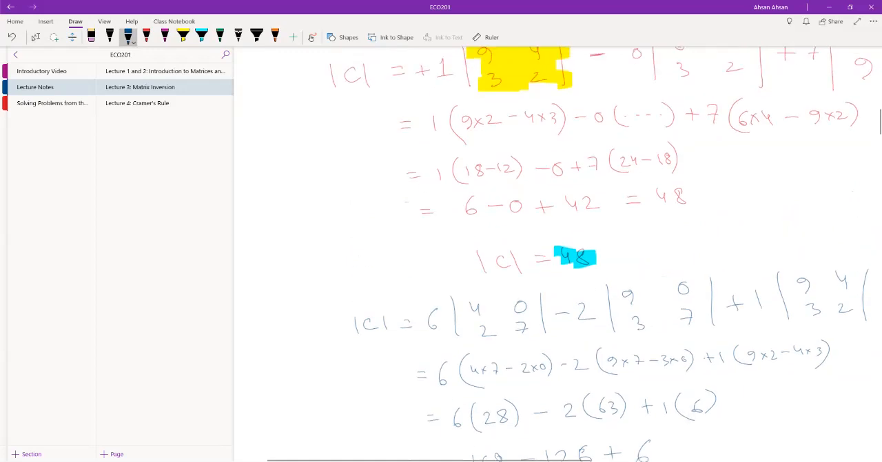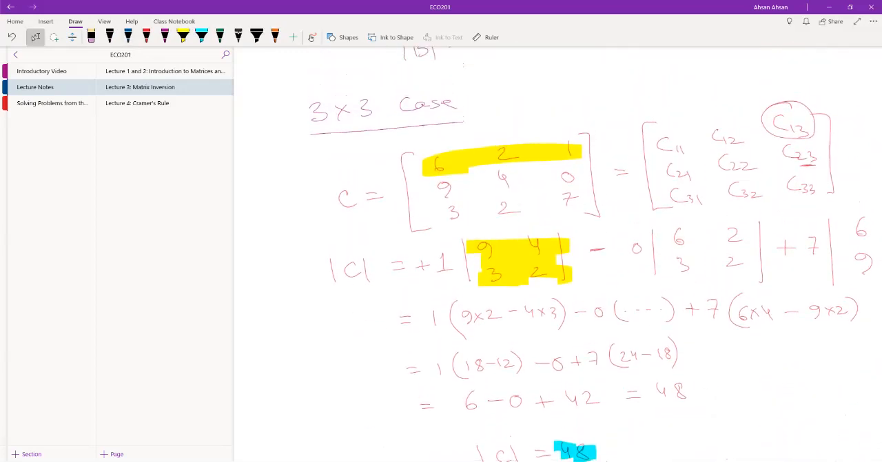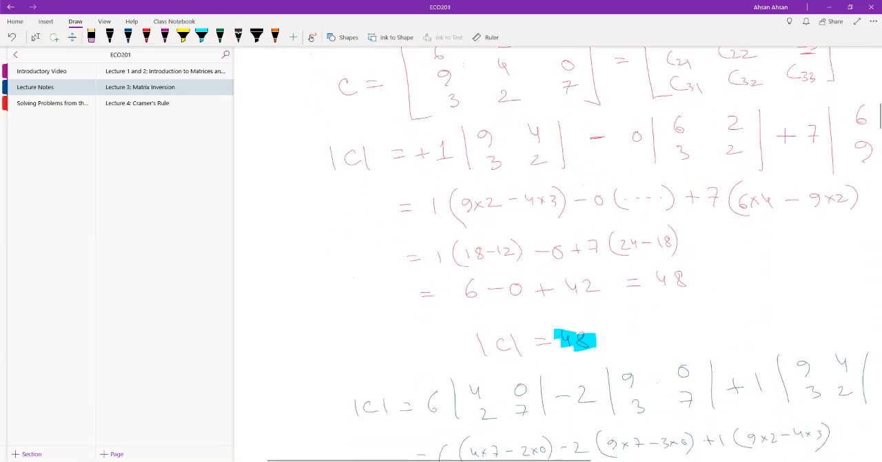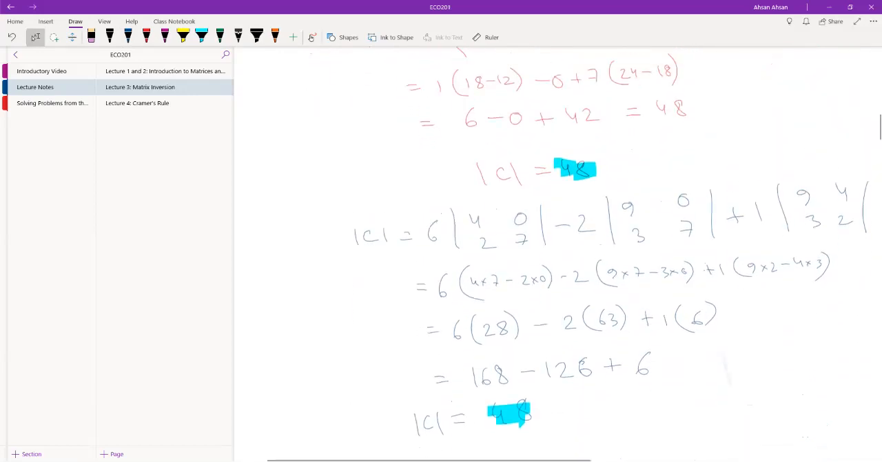So effectively, we can pick any row or any column, but at the end of the day, if we use the correct methodology, we'll get the same answer.